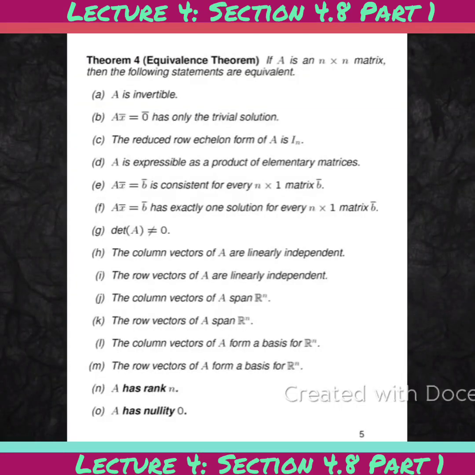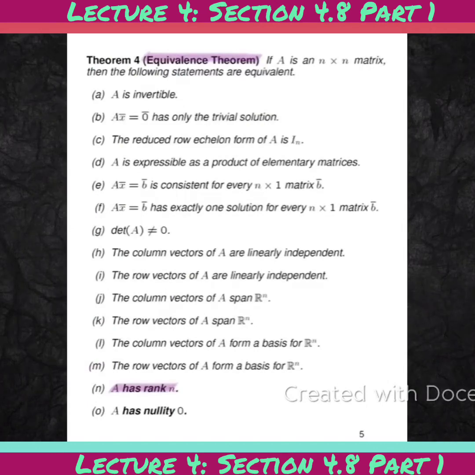Now we can extend the equivalence theorem. Remember in the previous lesson we extended the equivalence theorem with all these properties here, and we can now extend it with these two properties. An n by n matrix is invertible if and only if that matrix has rank n. What does it mean for the matrix A to have rank n? It means that if you look at its reduced row echelon form, it has n leading ones.